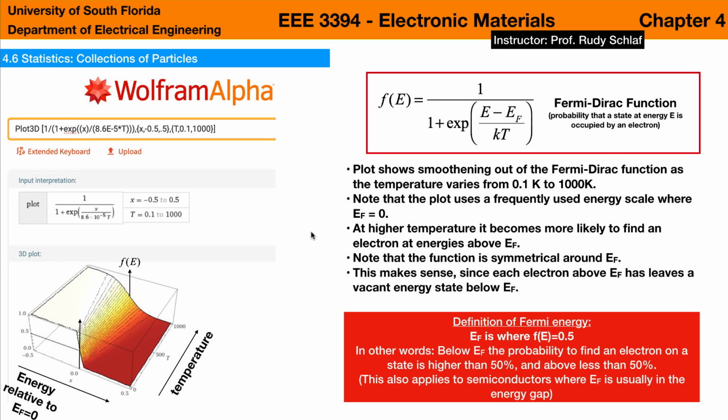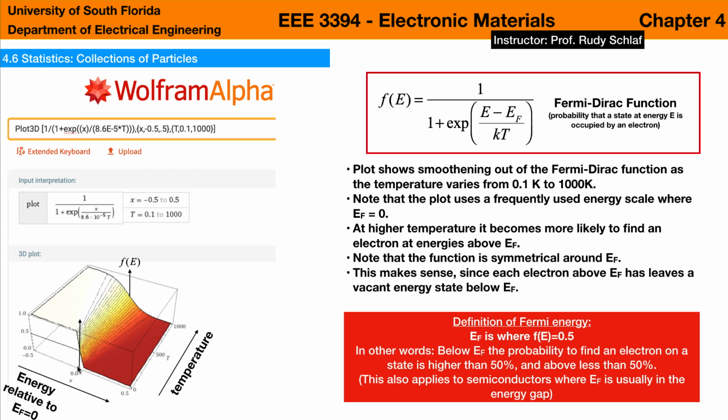For the fun of it, I went over to Wolfram Alpha, a really nice website if you want to do a quick plot of a function or some other easy math. And what you see here is I put in the Fermi-Dirac function and I told it to plot it for temperatures from 0.1 Kelvin to 1000. So this is the temperature axis. And on the x-axis, we are plus minus 0.5 electron volts around the Fermi energy. So at 0, that's the Fermi energy.